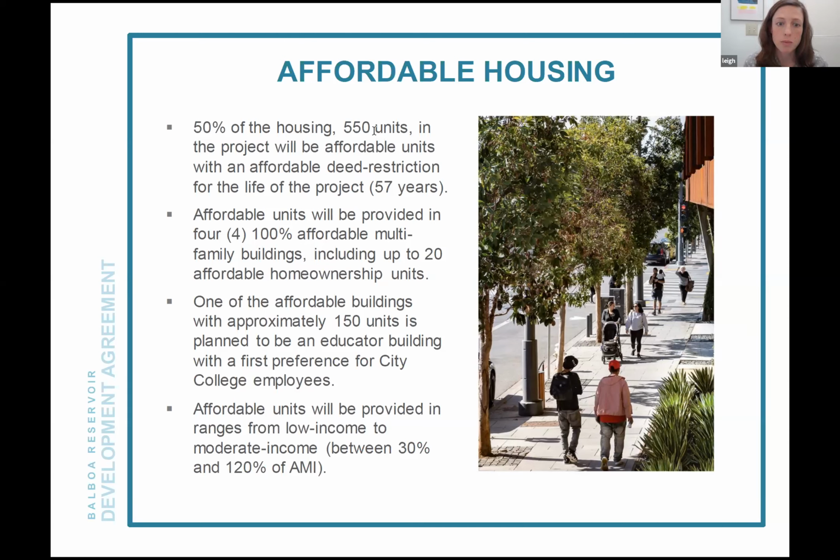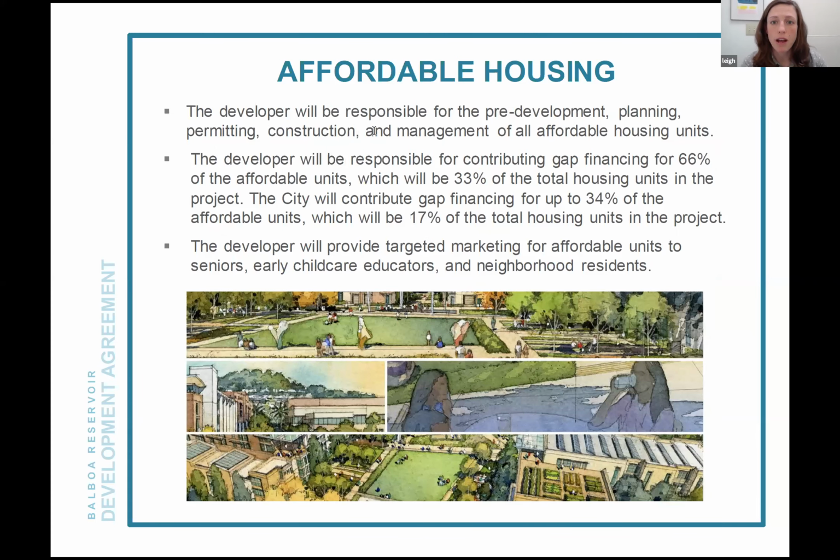The affordable units will be provided in ranges from low income to moderate, so between 30% and up to 120% of AMI. That's area median income. The developer will be responsible for the pre-development, planning, permitting, construction, and management of all the affordable housing units. And as a reminder, the affordable housing team in this master development is led by Bridge Housing, but also includes Mission Housing and Habitat for Humanity.